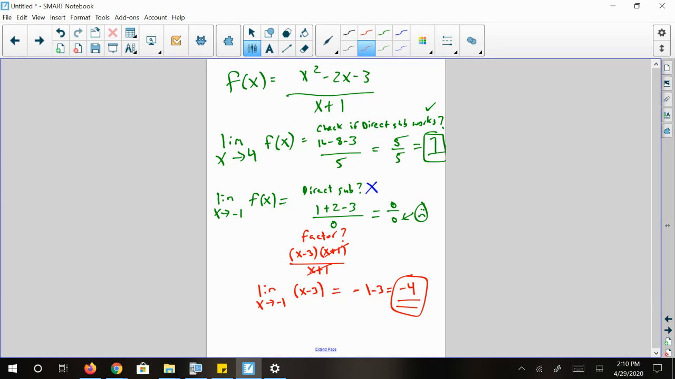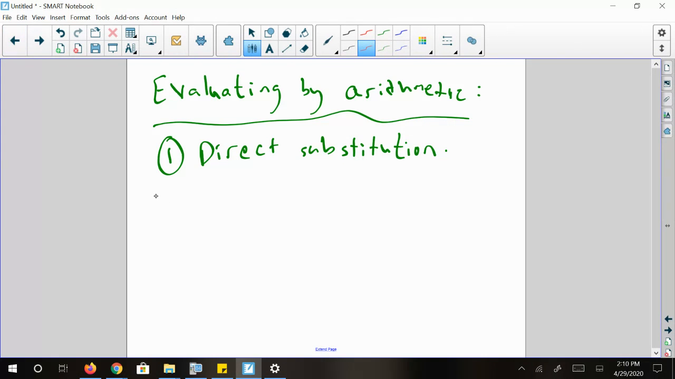All right, so we're going to add this to our list here. Direct substitution doesn't work. We can instead, if we would like, try factoring. Okay. Let's go ahead and see if maybe this simply helps us review factoring here. Let's try an example.